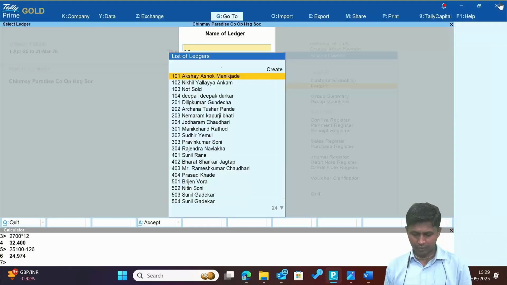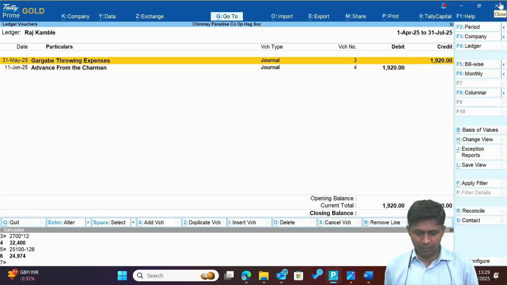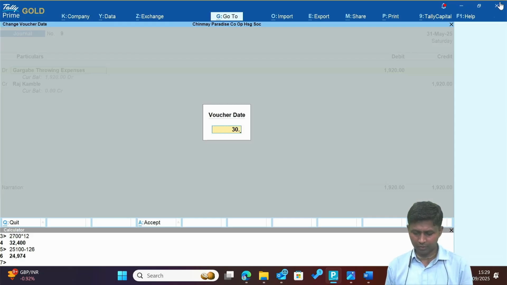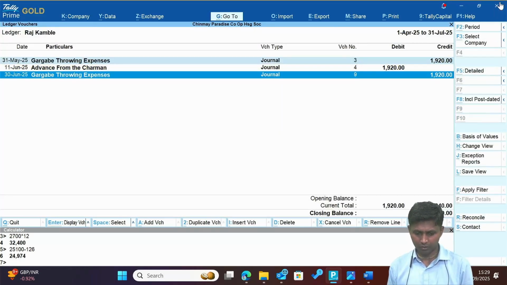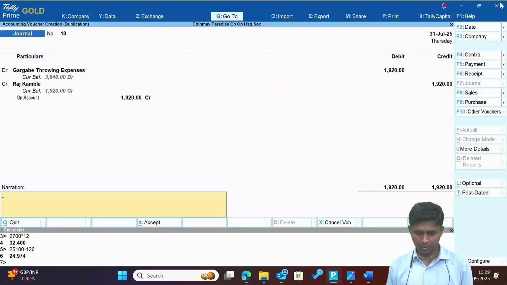Now check the party ledger. Now you can check the last number's ledger. We are not getting any bill from this party. For May month's voucher is there in Tally. Now you can duplicate it, and then just change the date. You'll find June's entry. The May entry, June entry, and for one more month, therefore say 31st of July, and here accept it for July.